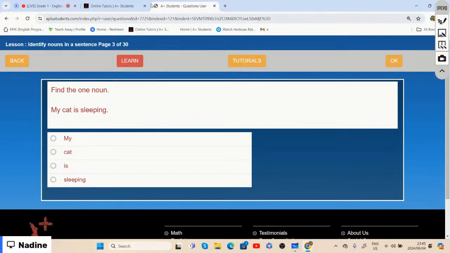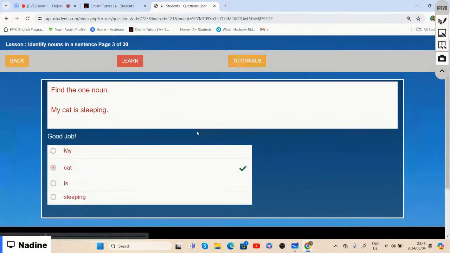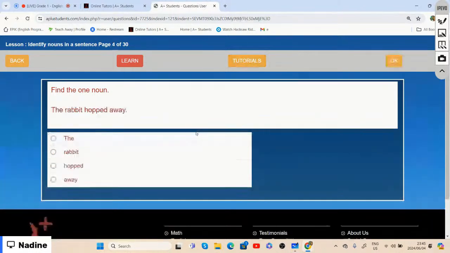All right, and if we were to find that one noun, then we can say cat is our noun, right? So who or what is sleeping? It's the cat that is sleeping, right?